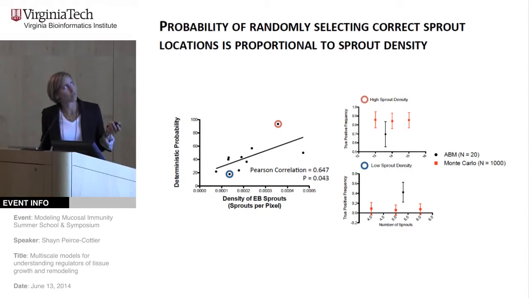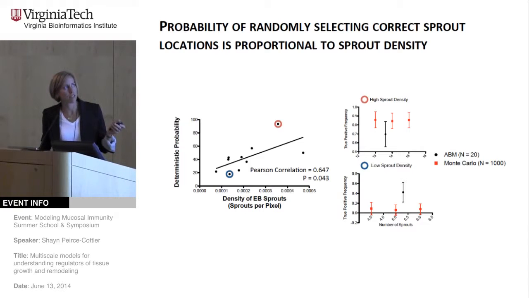So here's what we learned by running a simple Monte Carlo simulation on our movies, which all had different densities of sprouts per pixel, which is represented in this graph over here. We see that the deterministic probability, the Monte Carlo probability, is linear. It does seem to be linearly related to the number of sprouts that we have in our models.